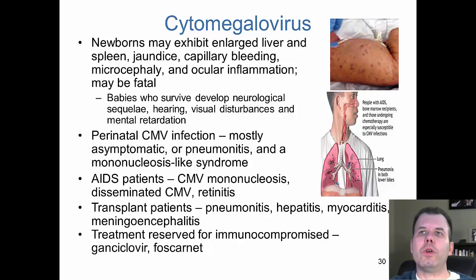Okay. Again, newborns may exhibit an enlarged liver, spleen, jaundice, capillary bleeding, microcephaly, and ocular inflammation, and it could be fatal. Babies who do survive can develop neurological sequelae, meaning other problems that can occur, including hearing and visual disturbances and mental retardation. Prenatal CMV is mostly asymptomatic, but can lead to pneumonitis and a mononucleosis-like syndrome. And in AIDS patients, CMV can cause mononucleosis, disseminated CMV, and retinitis.